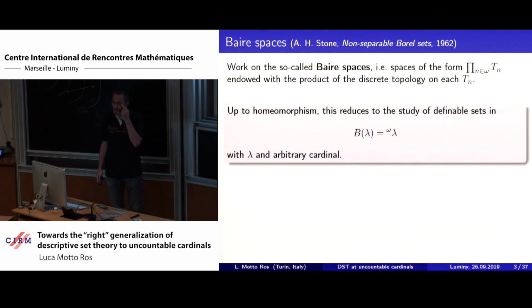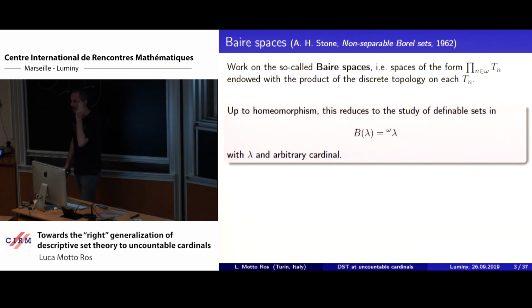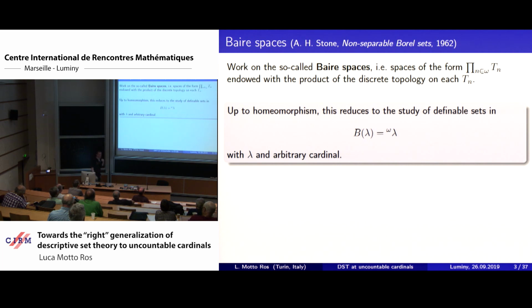It turns out that in any case, up to homeomorphism, you're actually always dealing with a space of this form. He called this the generalized Baire space, which is lambda to the omega for some, maybe uncountable, lambda. Why is it so? Well, because if in the sequence infinitely many spaces have a certain maximal size lambda, then it's lambda to the omega.